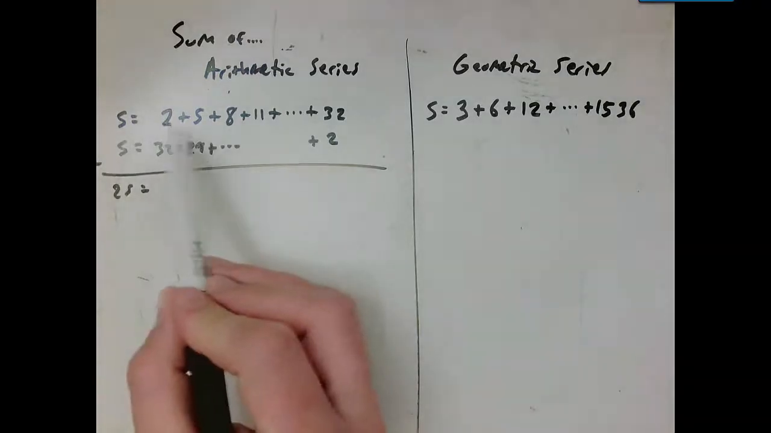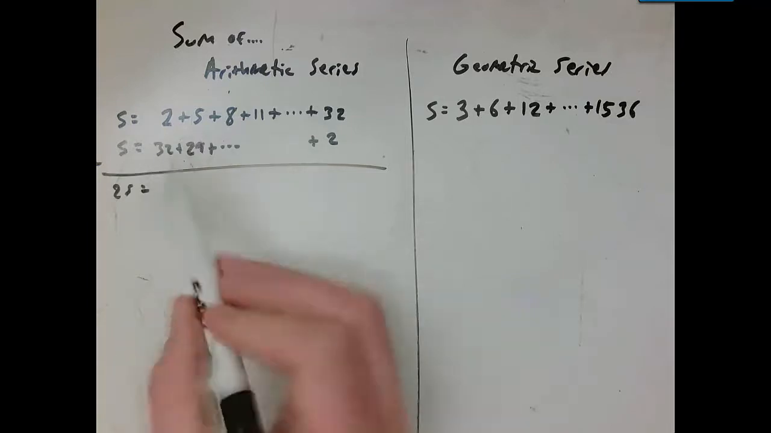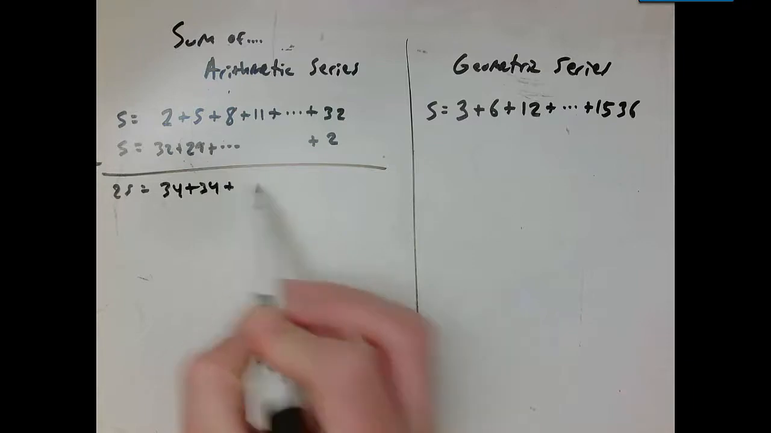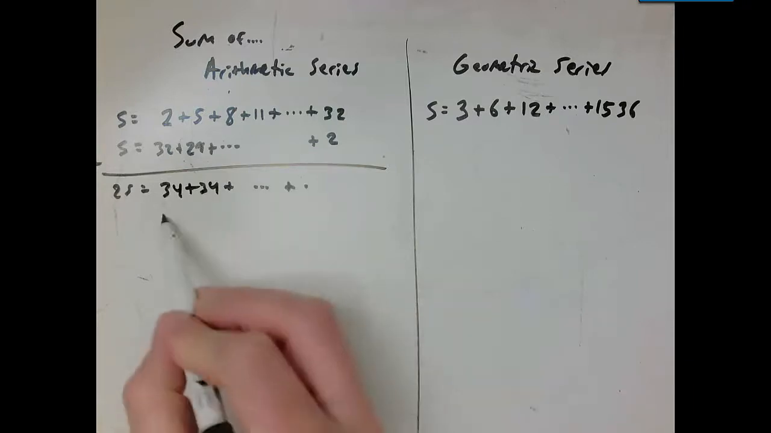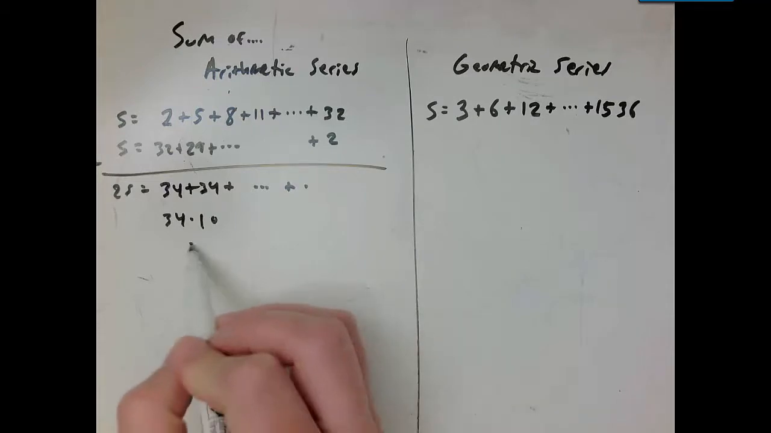We still have all the terms, but it still lets us simplify them because all the terms end up being the same thing. They all end up being 34. And so you don't actually have to write them with a dot, dot, dot. You can write 34 times however many you have, and now you're off to the races.